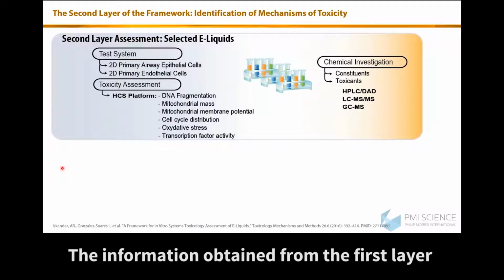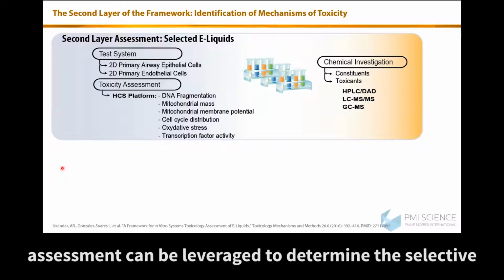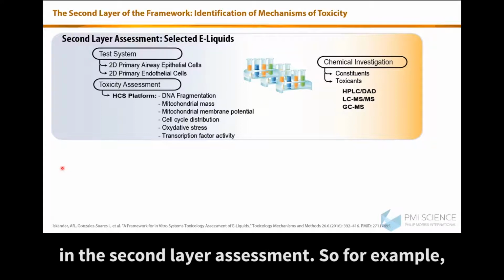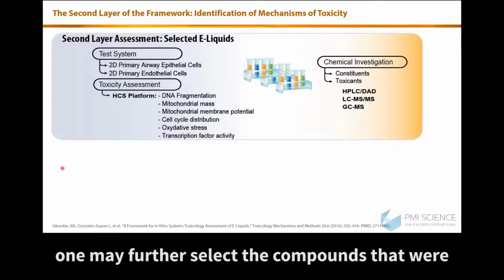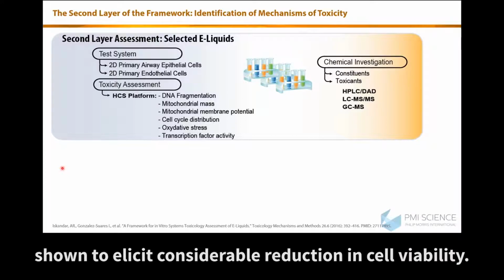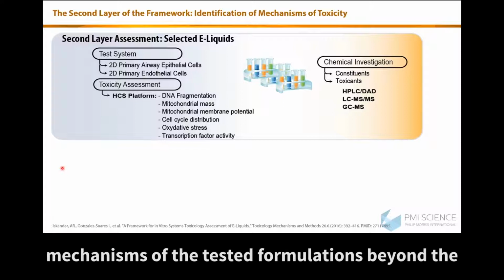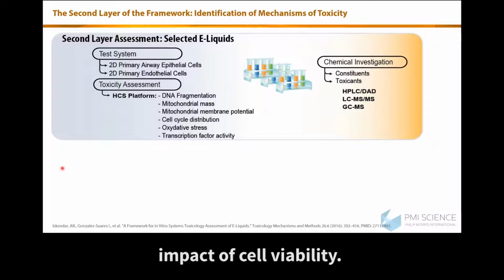The information obtained from the first layer assessment can be leveraged to determine the selective compounds or formulations that should be tested further in the second layer assessment. So for example, one may further select the compounds that were shown to elicit considerable reduction in cell viability. The second layer aims to identify the toxicity mechanisms of the tested formulations beyond the impact on cell viability.